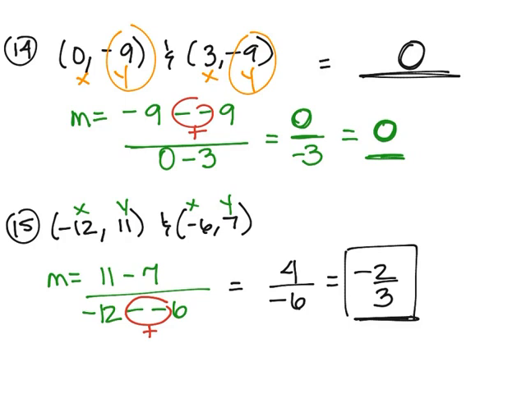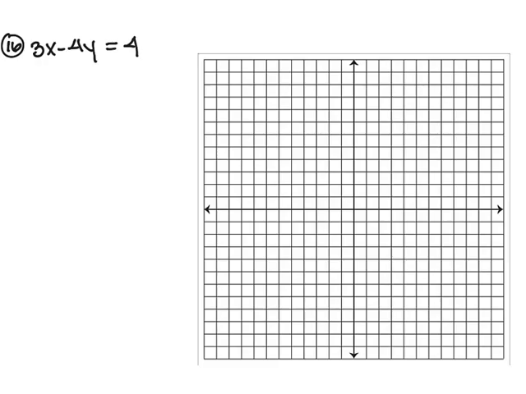And then lastly, 16, 17, and 18, we're going to be graphing. All right, so number 16, we're gonna graph, and it says in the instructions, give the x and y intercepts and the domain and range. So we're going to graph 16, which is 3x minus 4y equals 4.